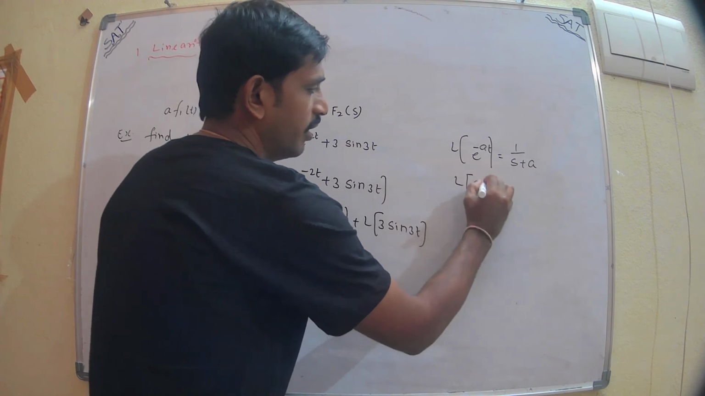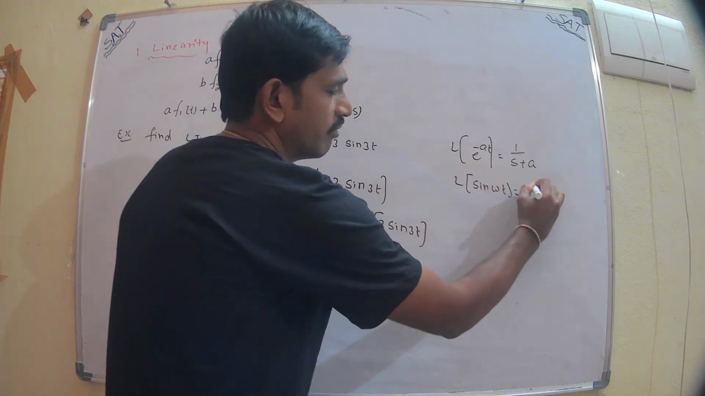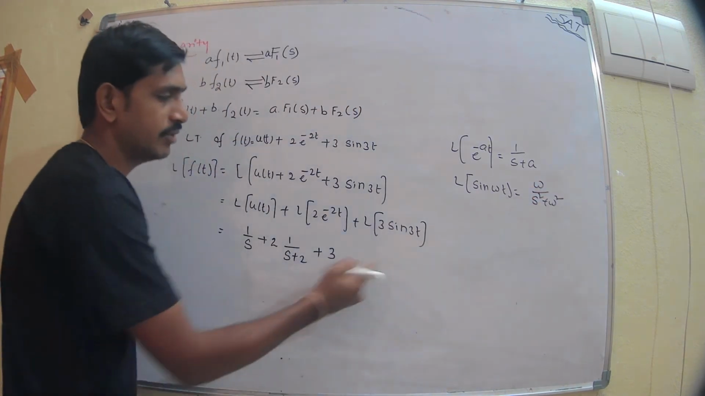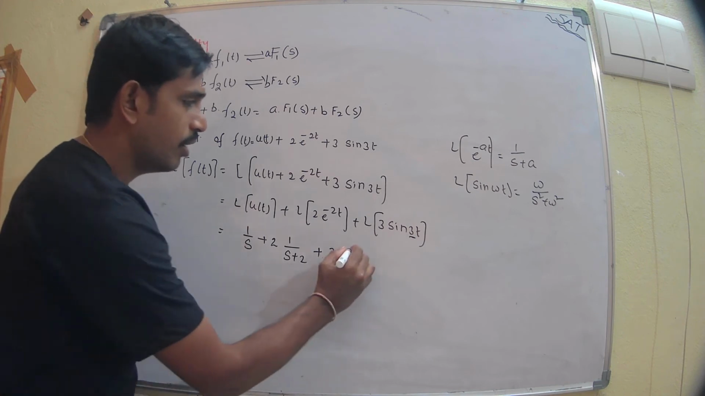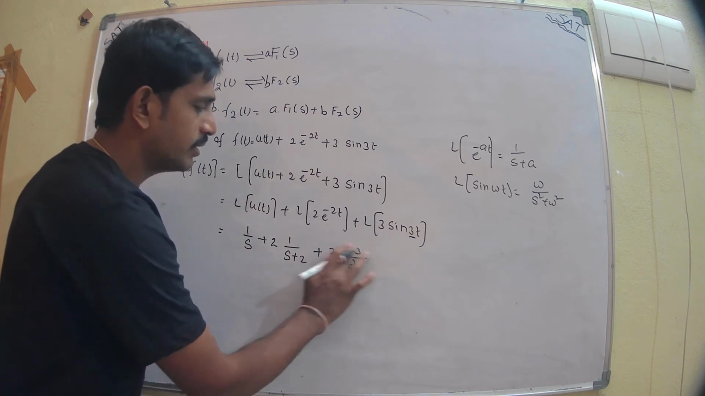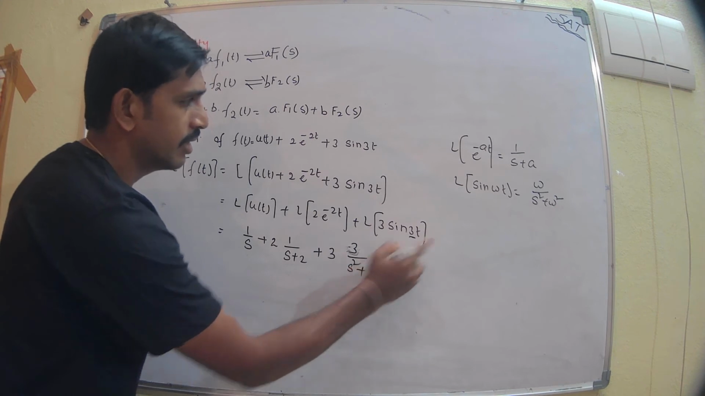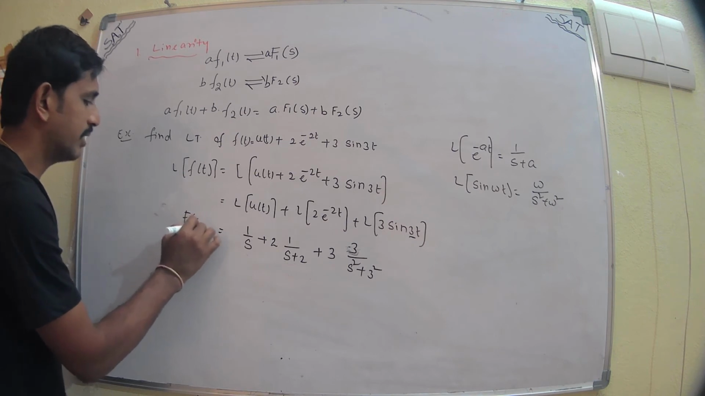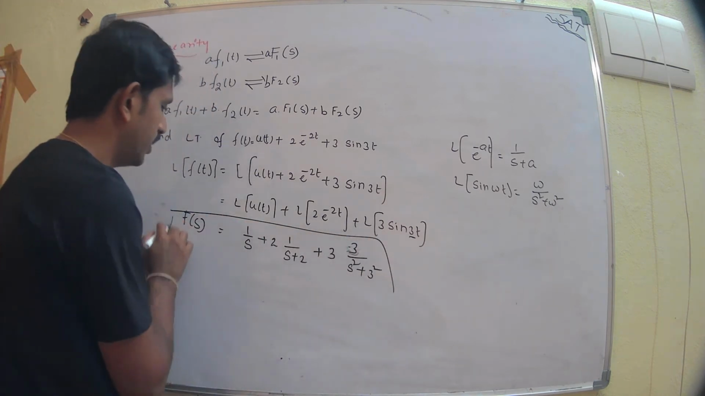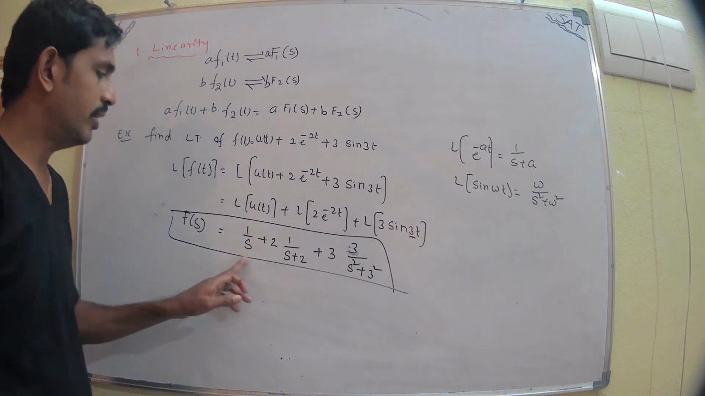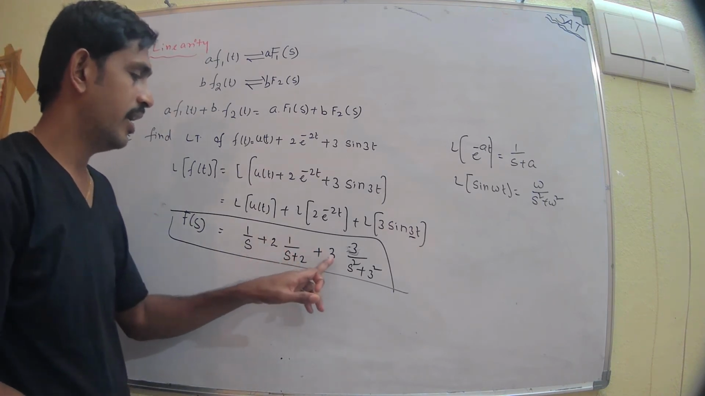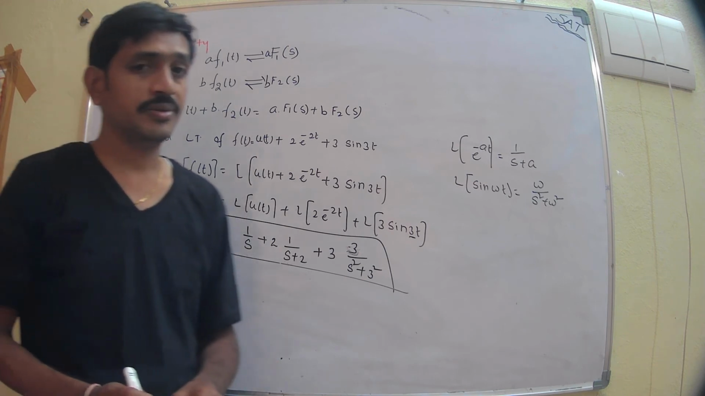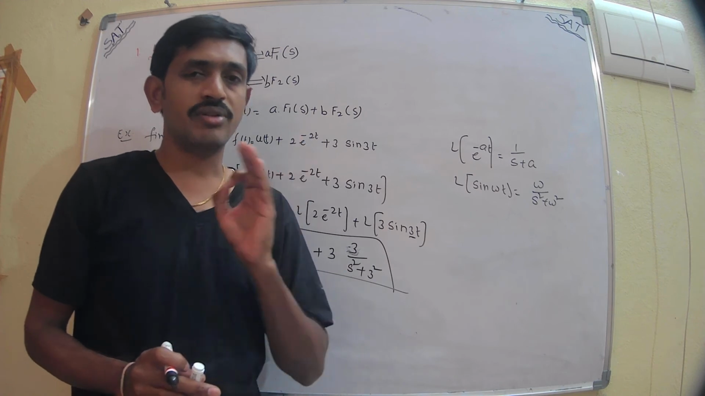For sine 3t, the Laplace transform of sine omega t is omega by s square plus omega square. In the place of omega, 3 is there, therefore 3 by s square plus 3 square. This is the Laplace transform. Here we can use the linearity property. So we can add all of these, with constant 2 and constant 3. This is called the linearity property. That's why Laplace transforms are very important in control systems.